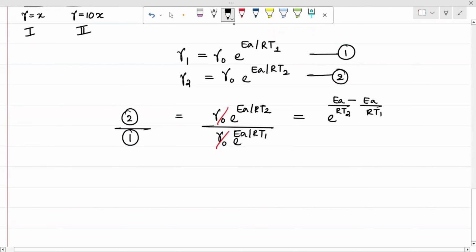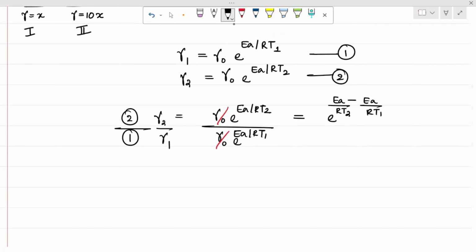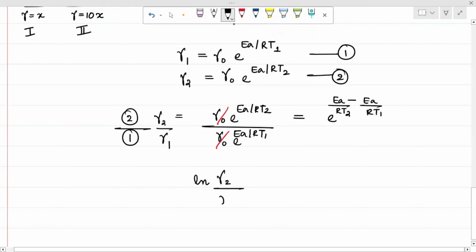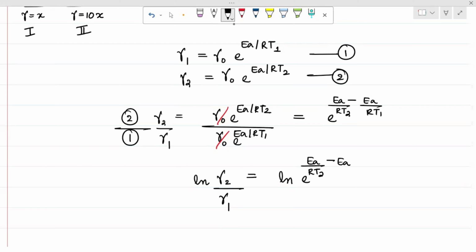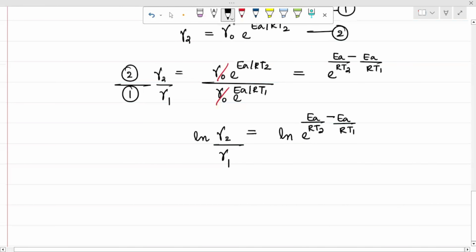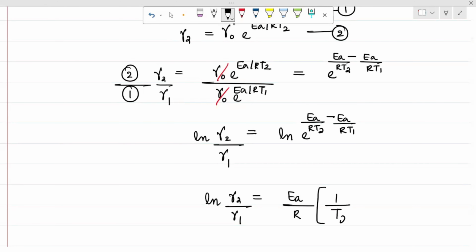Okay, so this is going to be gamma 2 by gamma 1. Now I'm going to take natural log on both sides. So when I take natural log on both sides, natural log of gamma 2 by gamma 1 is equal to natural log of e to the power EA by RT2 minus EA by RT1. Now natural log of e is 1. So this becomes natural log of gamma 2 by gamma 1 is equal to EA can be taken outside, R can also be taken outside into 1 by T2 minus 1 by T1.